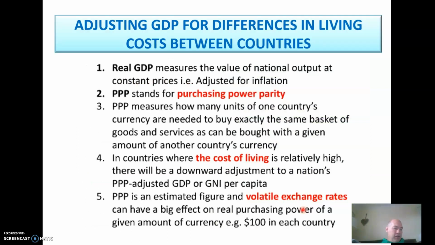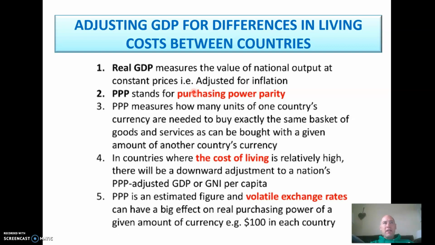Okay, if you guys can have a look at page 13, adjusting GDP for differences in living costs. Now in terms of this, real GDP takes into account inflation, but actually what we also need to take into account is the difference in cost of living between different countries.